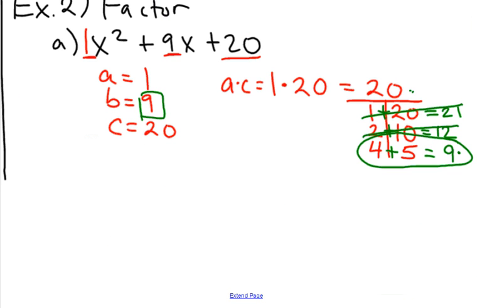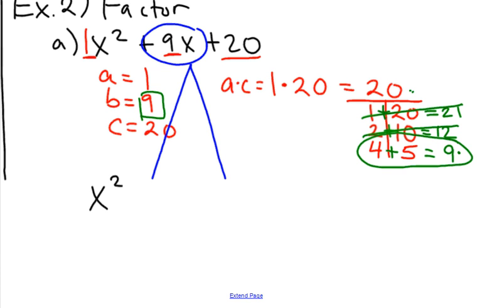Okay, so if you look at what I have in black, x squared plus 9x plus 20, that 9x is going to get split. So I'm going to rewrite what I have in black. X squared stays x squared. Plus 20 stays plus 20. But that 9x gets split using the 4 and the 5 as coefficients. So 4x plus 5x equals 9x. So that's that middle step in working backwards.